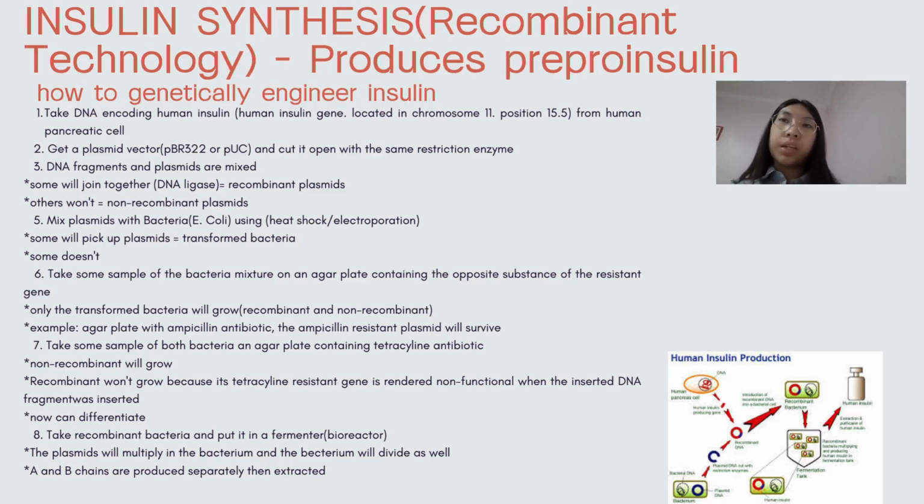And then we have to take the recombinant bacteria and put it in a fermenter, or what's also called a bioreactor. In this stage, the plasmids will multiply in the bacteria, and the bacteria will divide as well, producing more insulin genes. It is important to note that all of these processes are done separately between the A amino acid chains and the B amino acid chains. So then we can extract the A and B chains individually and separately.